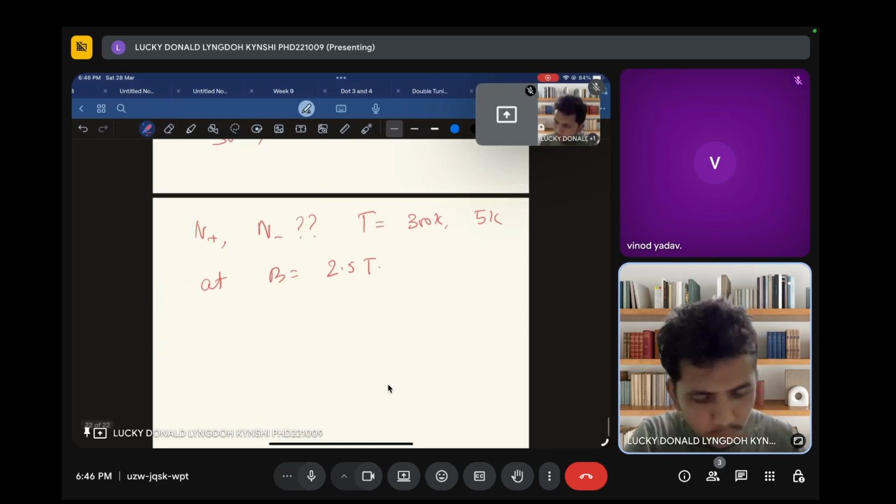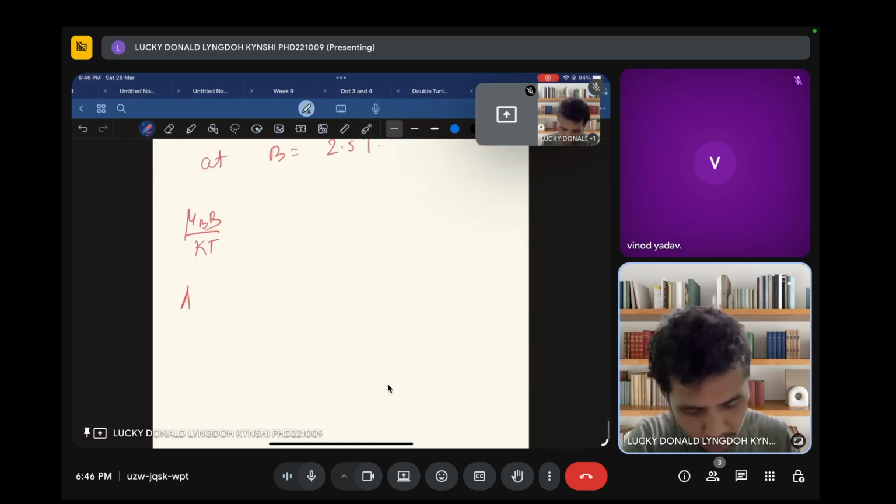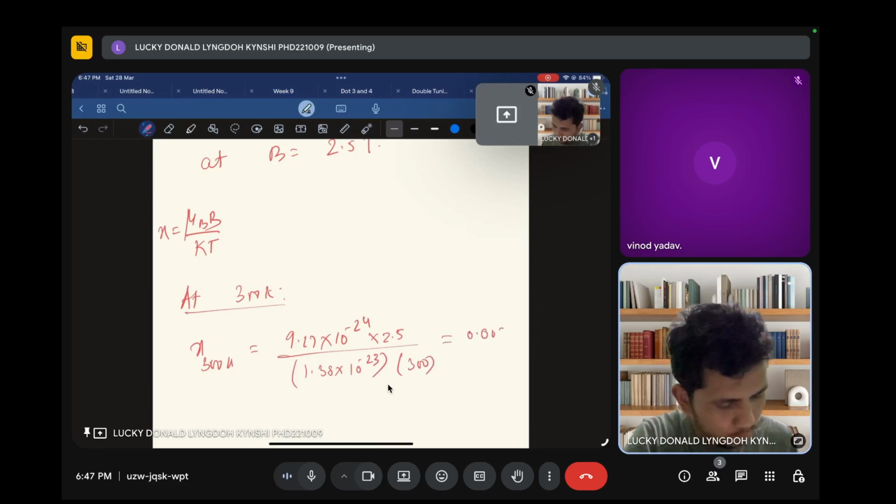That means, first let's solve this μB by kT, since it's always there in your term. So at 300 Kelvin, what happens to μB by kT? I can represent this as x, that will be easier. So x at 300 Kelvin will be μB, 9.27 into 10 to the power minus 24. Magnetic field is already given to you, 2.5 Tesla, divided by k, which is 1.38 into 10 to the power minus 23, and temperature is 300 Kelvin. This you get approximately 0.005.